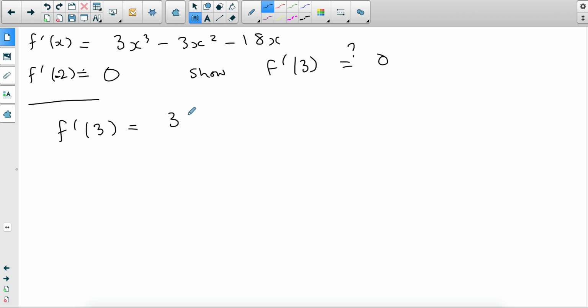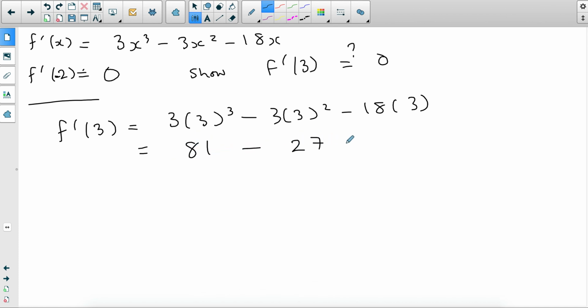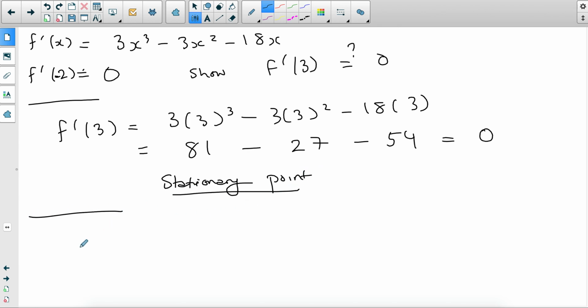You go here and you say, well, if I substitute 3 in there, and I simplify it, this is going to give you 81 minus 27 minus 54, and that's going to be a 0. And you go, well, good, so the derivative at x equals 3 is 0, so we have a stationary point. We have a stationary point, but is it a minimum or is it a maximum? We need to prove that it's actually a minimum.